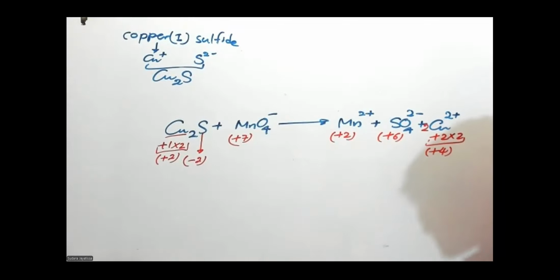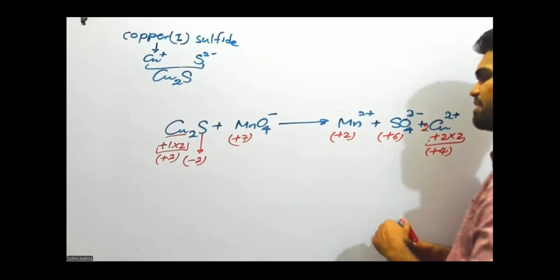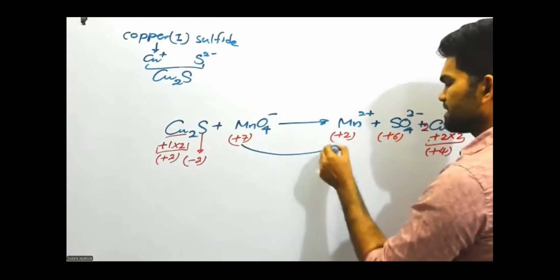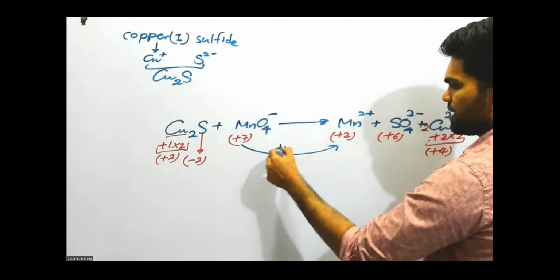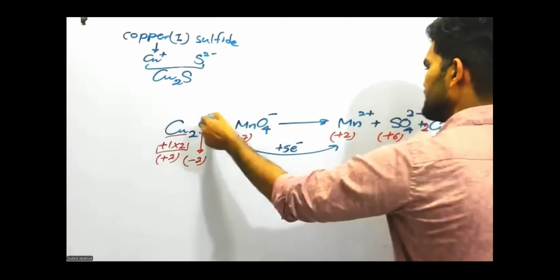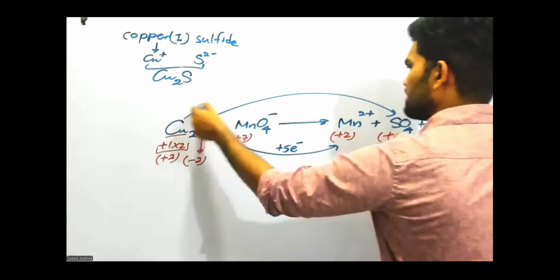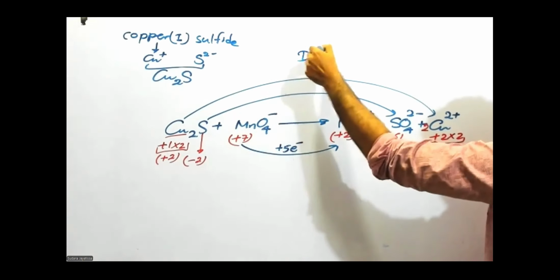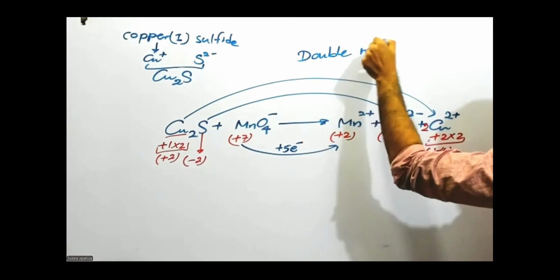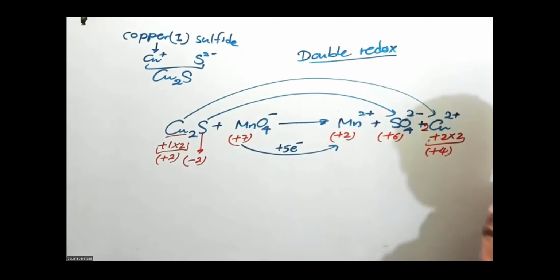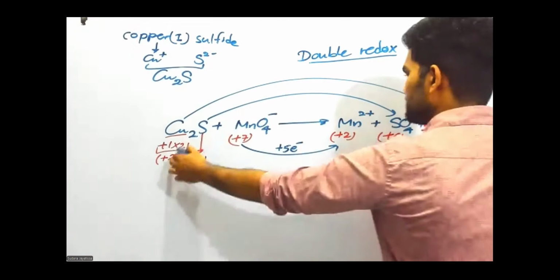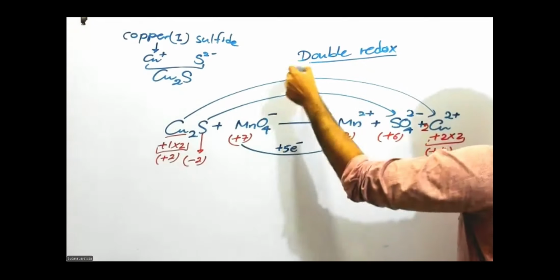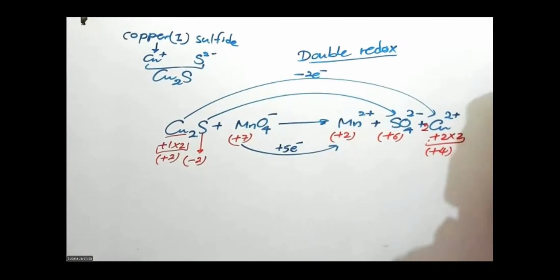What you can see here is that while KMnO4 is undergoing reduction by taking 5 electrons, both the sulfur atoms and copper atoms are undergoing oxidation. Remember the word double redox we learned? Double redox. So both entities are undergoing oxidation. Copper goes from plus 2 to plus 4, which means it is losing 2 electrons.